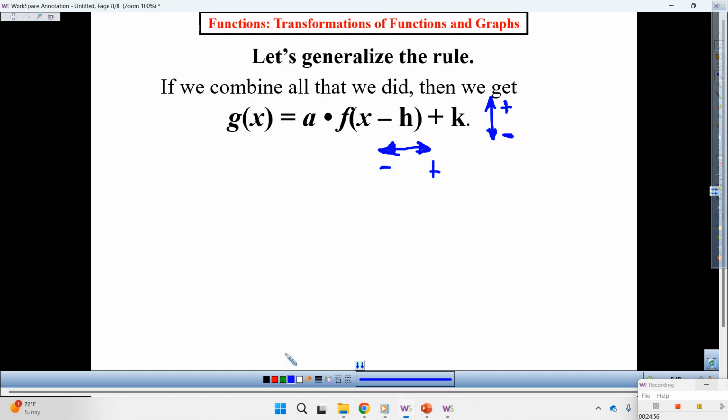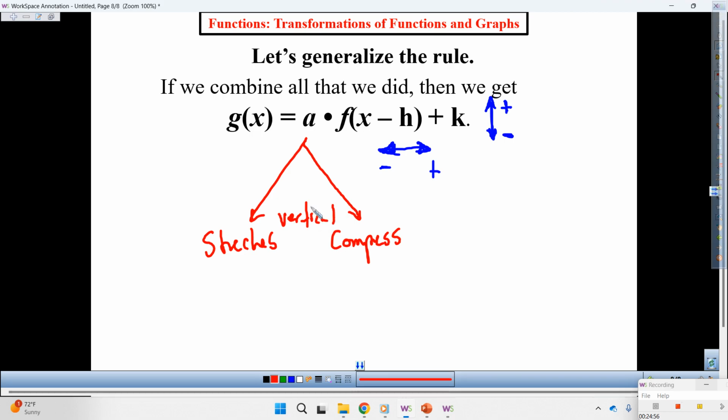Next, what does A do? It does two things. It stretches or compresses. And this is what we call vertical stretch and compress. When does it stretch? When it's a whole number. When does it compress? When it's a decimal or fraction.